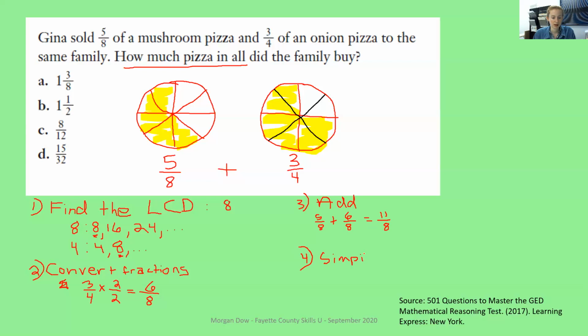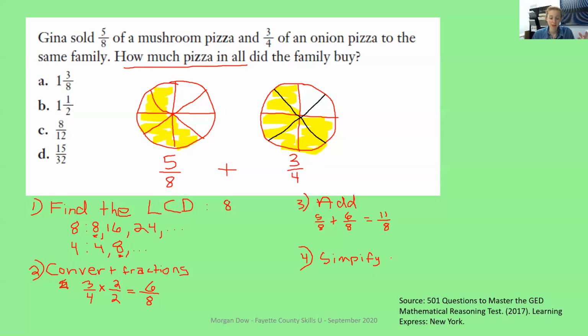So let's take a look at 11/8. Can we simplify 11/8? So do 11 and 8 have a common factor other than 1 that we can divide by? No, they don't, right? The only factor that 11 and 8 have in common is 1. We don't need to bother dividing by 1.